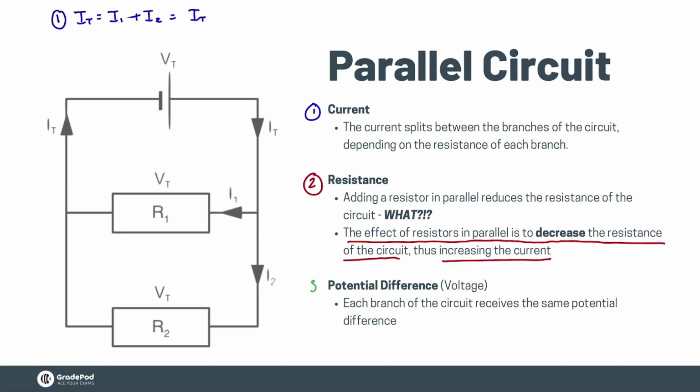The final quantity we're interested in is potential difference, or voltage. Let's say that this circuit has a supply voltage of 12 volts. This branch 1 gets 12 volts. And branch 2 gets 12 volts. Each branch in a parallel circuit gets the same amount of volts as the supply voltage. VT equals V1 equals V2. Each branch gets the same amount of voltage as the supply voltage, which is kind of cool.